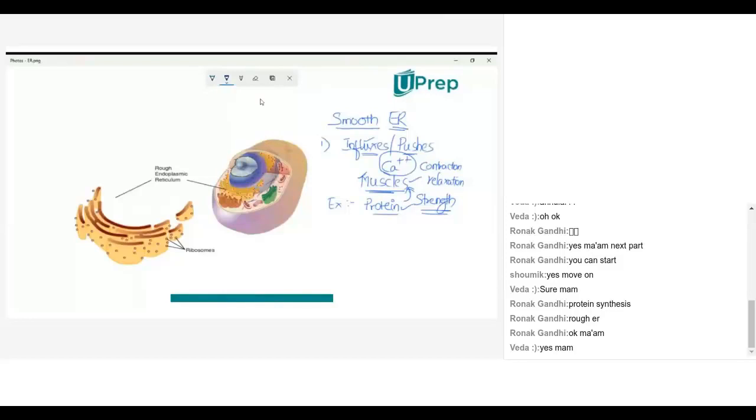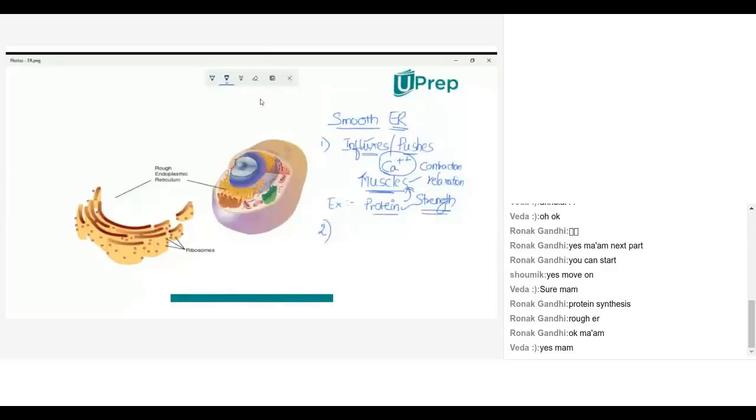Usually in multiple choice questions, you will get four options, isn't it? What is the function of smooth endoplasmic reticulum? Something like that can be asked, among which this might be one of the options. Generally, they'll talk much about the second function of the smooth endoplasmic reticulum, but the primary function is this one. The major function, that's why I discussed it at top priority.